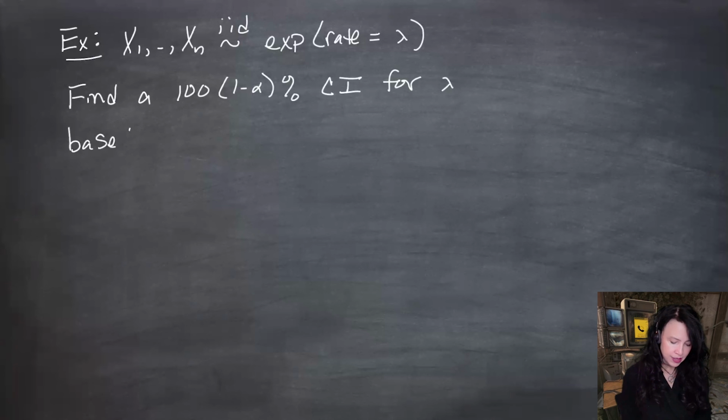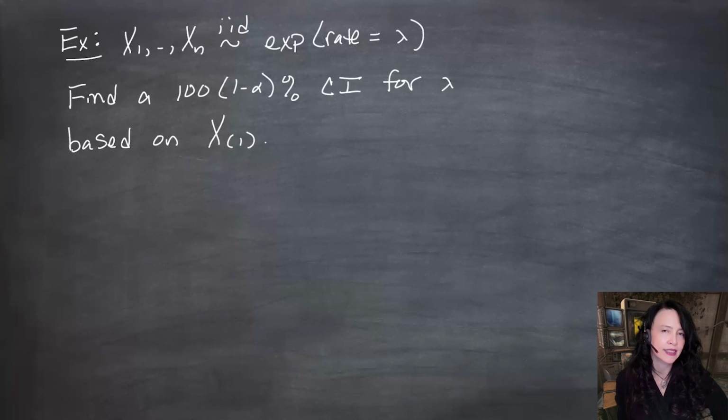Based on the minimum in the sample. I don't think this is a good idea, but it's something we can work with. And we're going to do other confidence intervals for lambda for the exponential and compare this. So again, we are at the point in the course where I'm going to give you step 1.